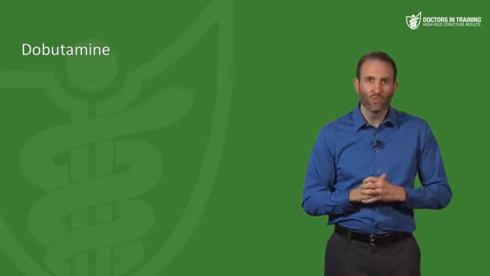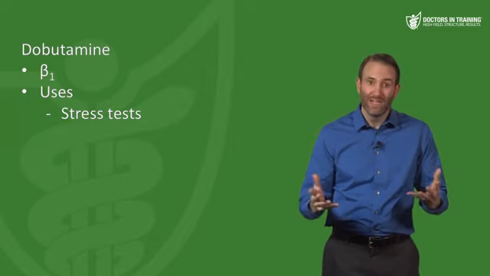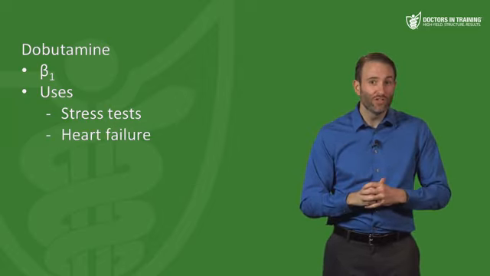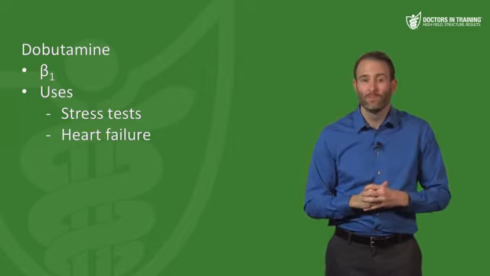Next, we have dobutamine. So this works primarily at beta-1 receptors. Now, dobutamine increases heart rate and contractility. You may see in some places that it won't increase heart rate, but it actually will. Now, we use this in stress tests. So some people actually have a hard time walking on a treadmill to get their heart rate up. So you can actually give them something like dobutamine, and that's going to stress their heart. You can also use this in heart failure as well.